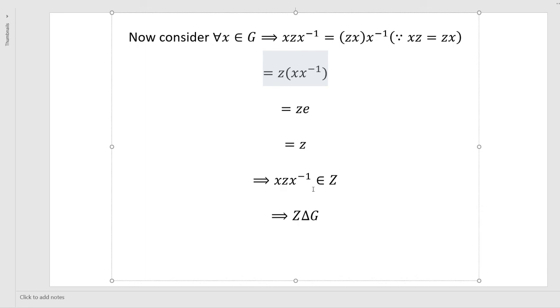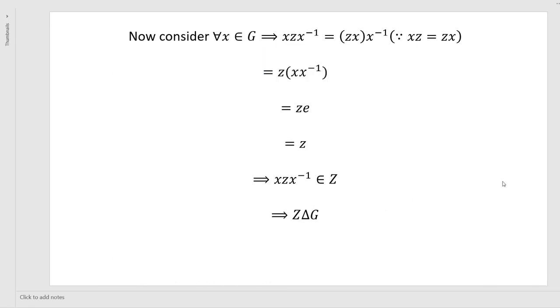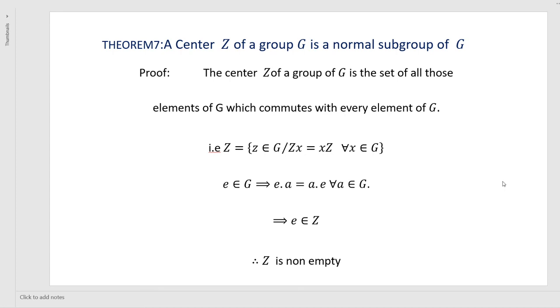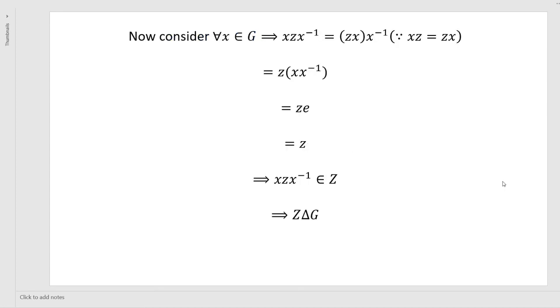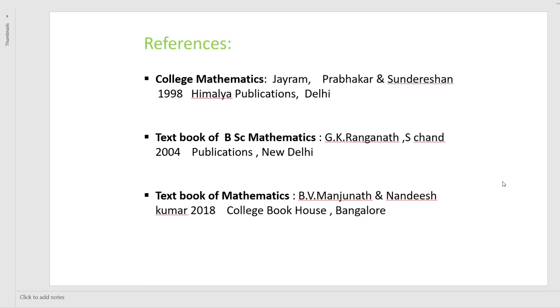Right? Again, we have got an element of Z, which means it belongs to capital Z. That is, Z is a normal subgroup of G. That is, the center Z of a group G is a normal subgroup of G. Okay. Thank you.